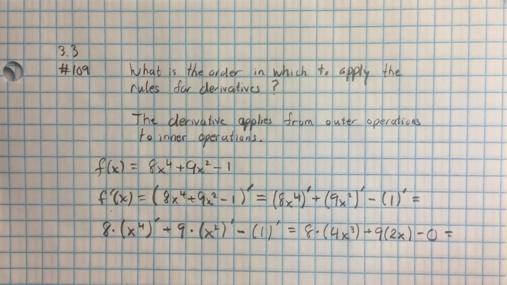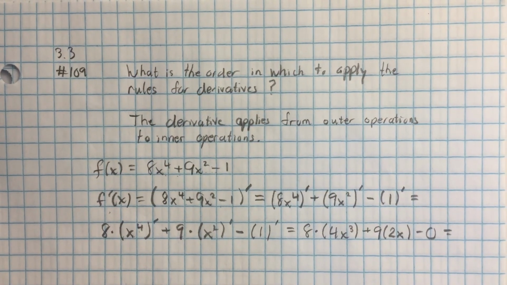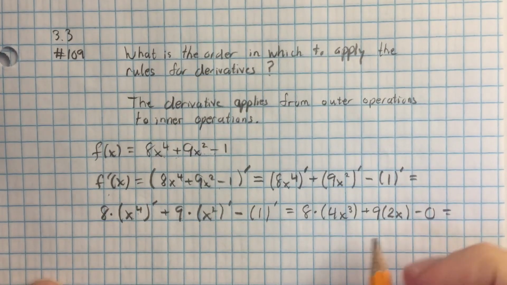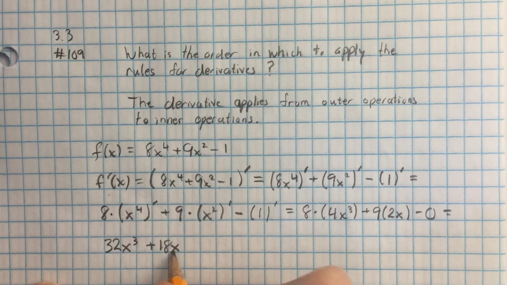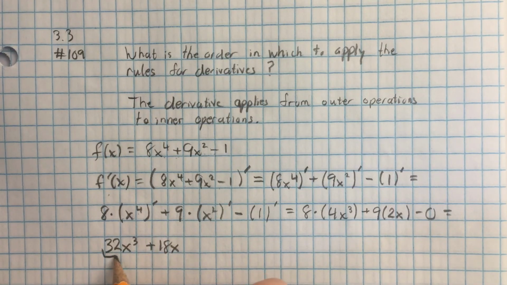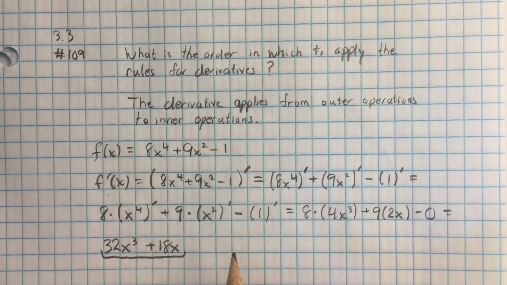All right, now you just finish off by simplifying the derivative function you have now. So 8 times 4 is 32x cubed plus 18x, and I don't need to write the 0. So there is our derivative function, and that is the order in which you apply the rules.